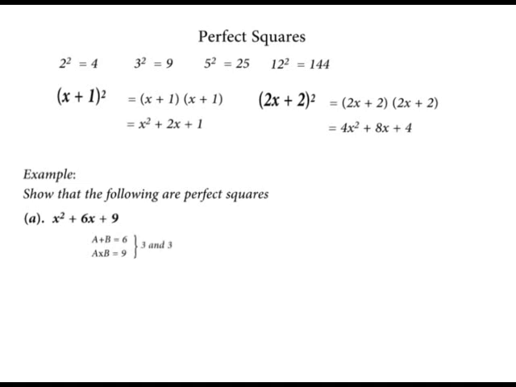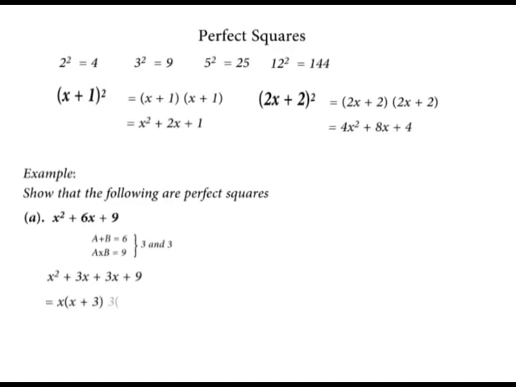We rewrite the expression: x squared plus 3x plus 3x plus 9. Factorize x into x plus 3, then 3 into x plus 3, and we shall have x plus 3 times x plus 3, which is also equal to x plus 3 squared, and so the expression is a perfect square.